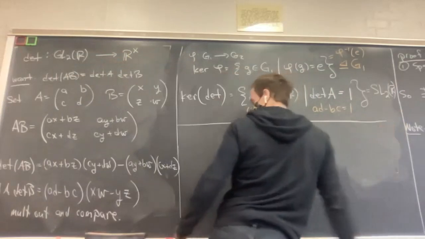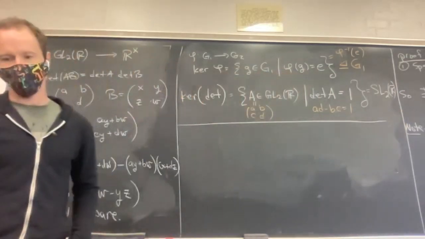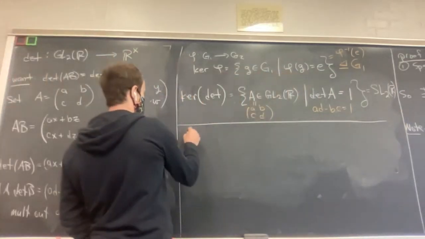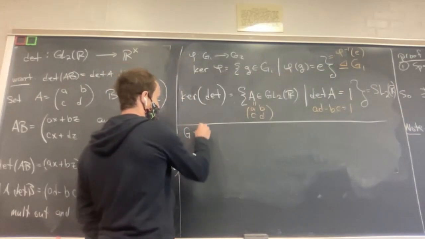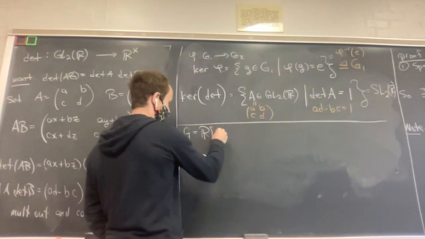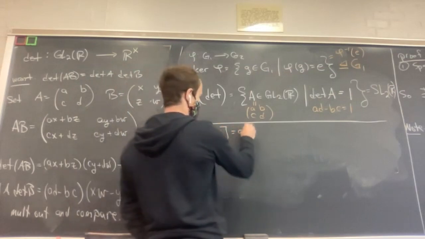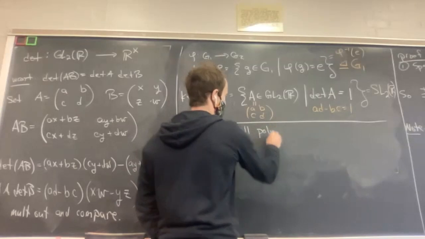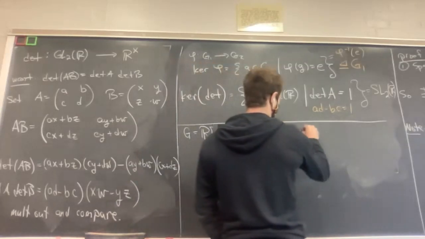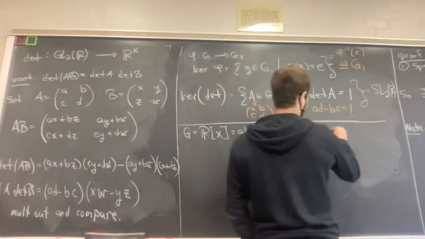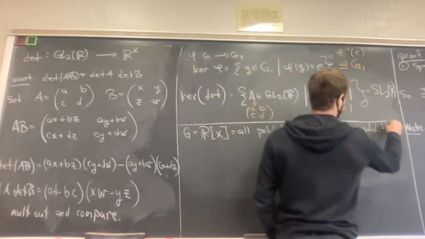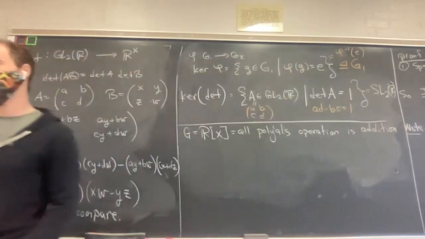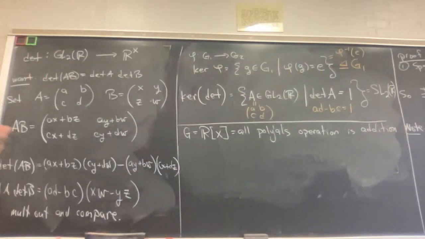Okay, let's do one more example and then we'll go through and have you guys try some. So let's think about this group. Let G be, I'm going to use some notation here, R adjoin X. So this is all polynomials, and then the operation is addition. So you're just adding polynomials together.